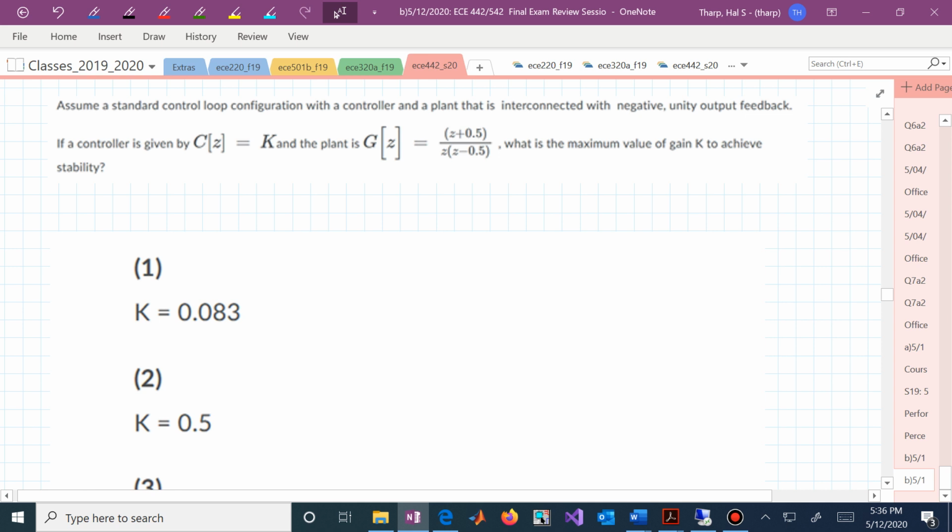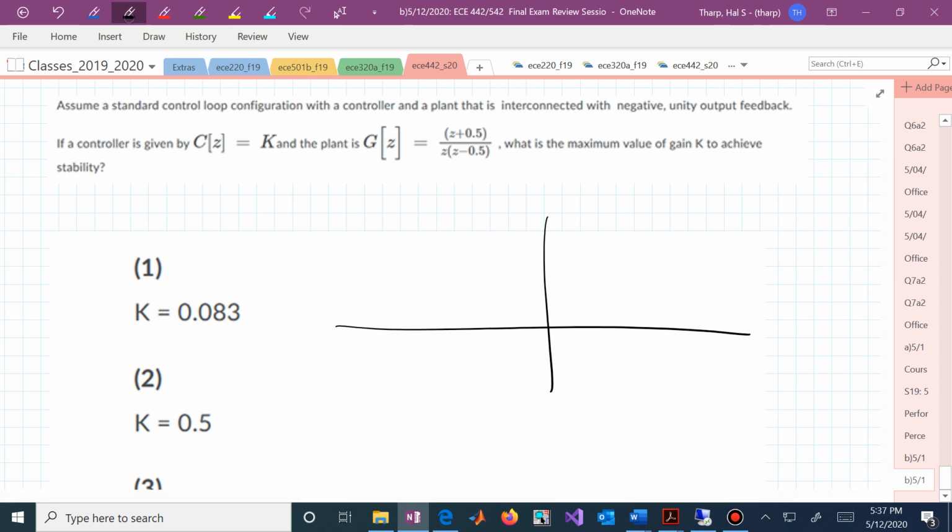Again, assume the standard control loop configuration with a controller and a plant that are interconnected, a constant gain controller C and a plant G. What is the maximum value of gain K to achieve stability? Here, I would just start sketching the root locus. We have a pole at the origin, another pole at 1/2, and a 0 at -1/2. This is 2 poles to the right of a 0.